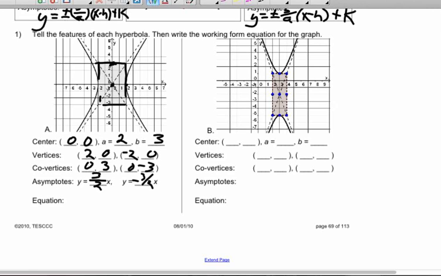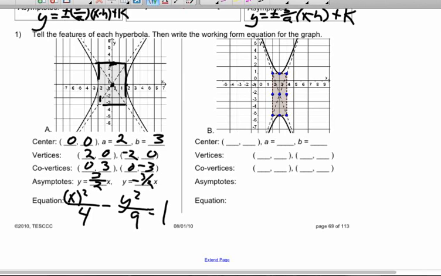And the equation of this thing then is going to be, and let's start at the top, so I'm going to have x minus 0 squared. Now, my x is positive because this opens right and left, so I'm going to have a minus y squared. The thing will be equal to 1. And then my x term will be over a squared, that will be 4. And my y term is over b squared, which will be 9.